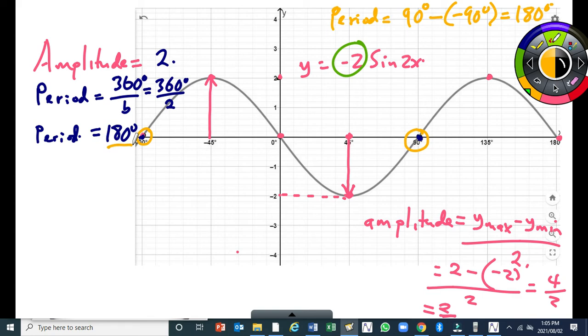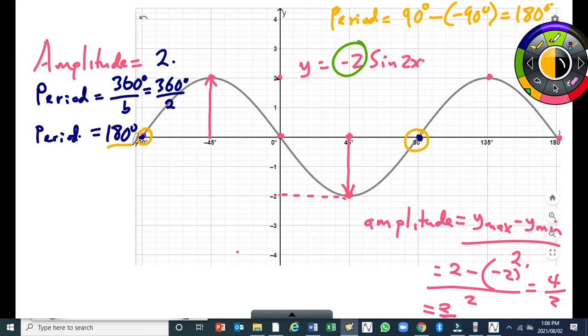You can also get it, the general formula for calculating the period is this. Generally, I would say it will be maximum endpoint minus minimum endpoint. But the endpoints are referring to 2 points such that after those 2 points, the graph will start to repeat itself.